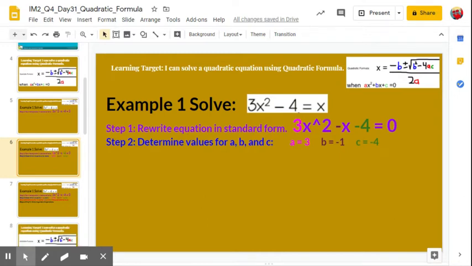Step 2 is we need to determine our ABCs. So a is the coefficient of the x squared. In this case, a is 3.